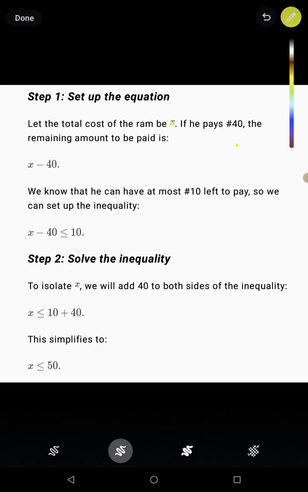From there, bring this 40 to this side. That will be x less than or equal to 10 plus 40. From there, x less than or equal to 50. So that's the range of amount paid. He paid something within 50 naira or less than that. That was the amount the man paid for the altogether, the total amount paid for the RAM.